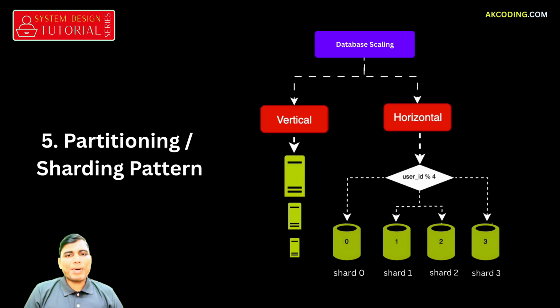Number 5, partitioning or sharding pattern in distributed system design. In partitioning or sharding, data is divided across multiple servers. If one shard goes down, only a subset of users are affected, while the rest of the system stays up. It is like dividing a classroom into groups. Even if one group stops working, the others keep going. That is the partitioning or sharding pattern.